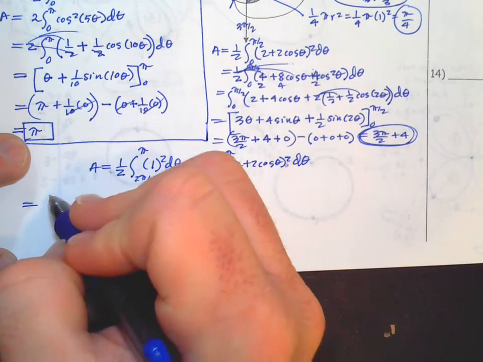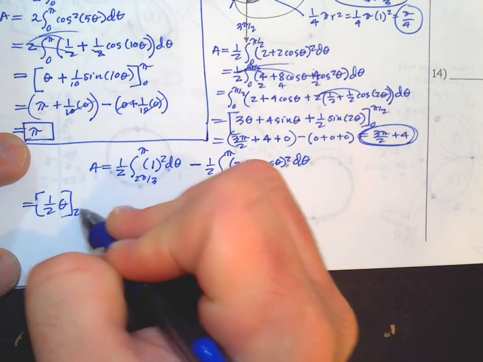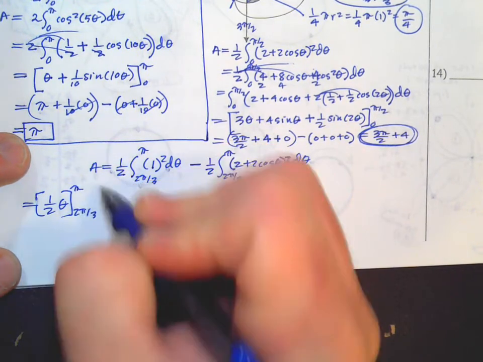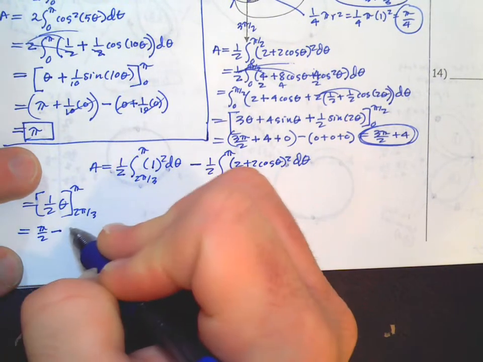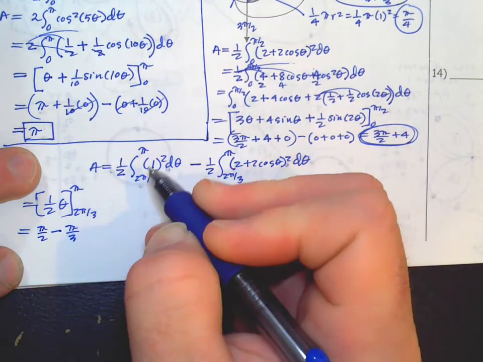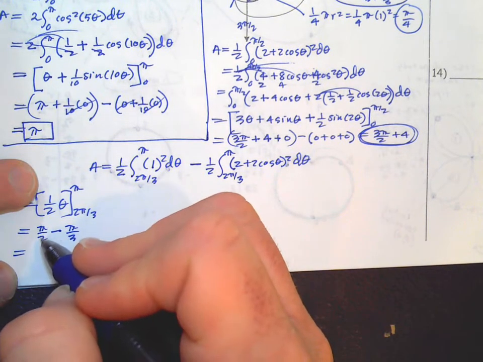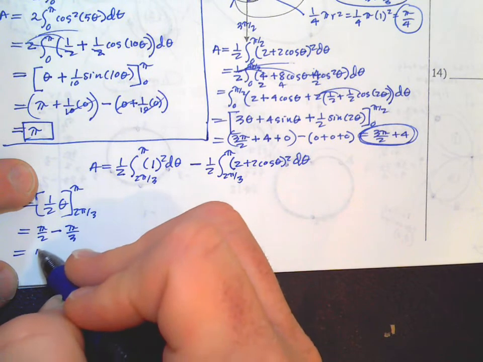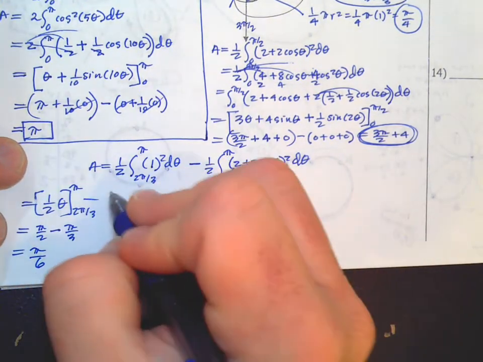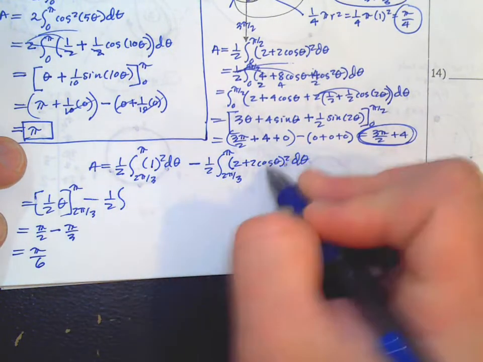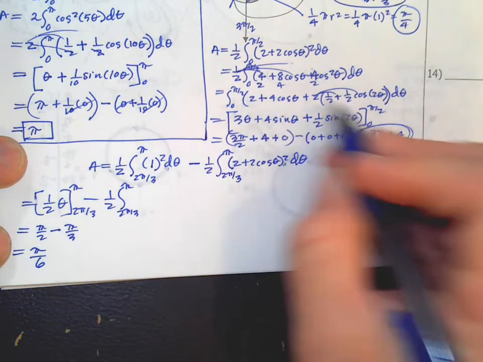So this is going to be 1/2 theta, which is going to be pi over 2 minus pi over 3. Plug that in, right? Which is going to be 3 pi over 6 minus 2 pi over 6, which is pi over 6. I told you, it's going to be a sixth of the area. Minus this one, we have to do all that work we did before. I'm just going to skip that and write it down.